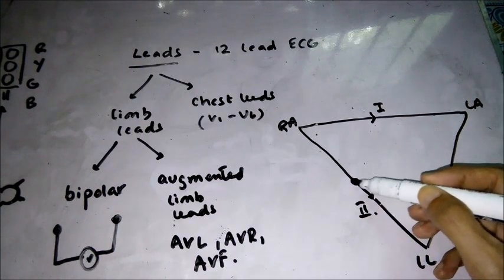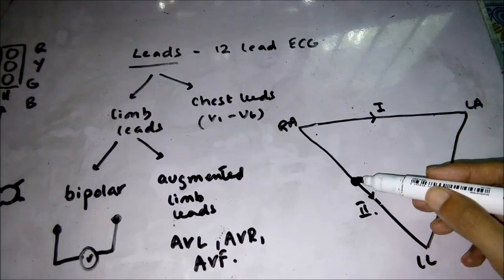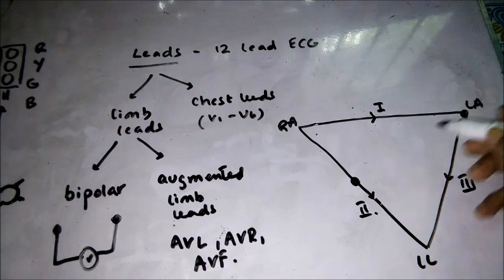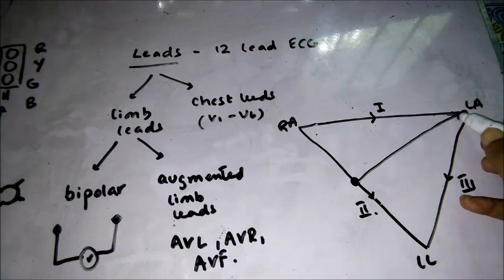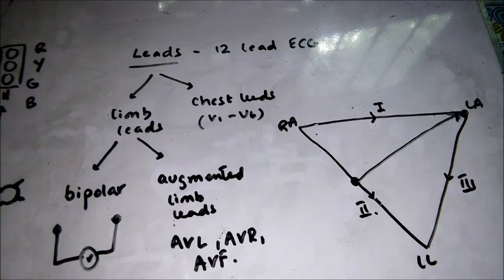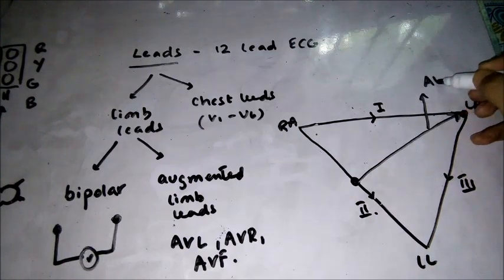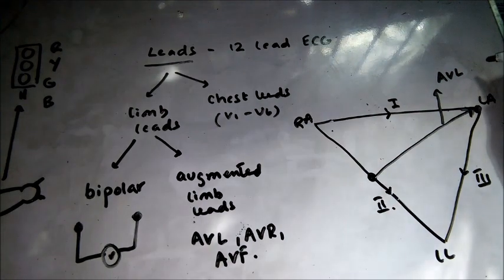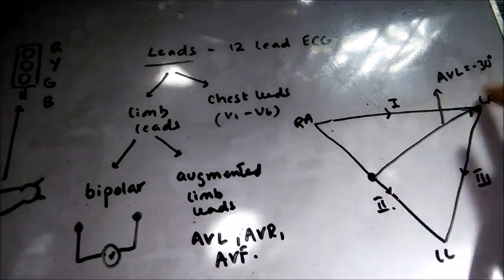If you want to take the average, we can actually take a midpoint between the 2, and from this the comparison of electrical activity is made by the other place. So we can have an augmented limb lead in this direction, right? The augmented limb lead in this direction is known as AVL, and AVL is oriented at about minus 30 degrees towards this side, right?